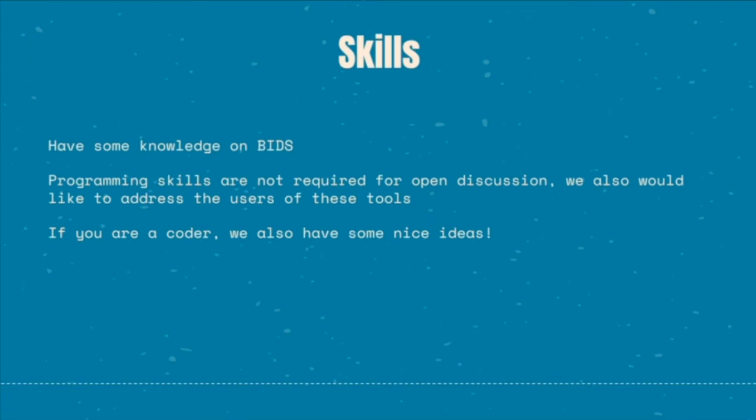We also want to address users of tools like BIDS readers: what you want from us as developers to implement in MATLAB, how you want to interact with the data, etc. And we also have some ideas for the coders, like Robert told. If you have some magnificent ideas, you're most welcome. So I hope you can attract some people to work with the nerds amongst us.